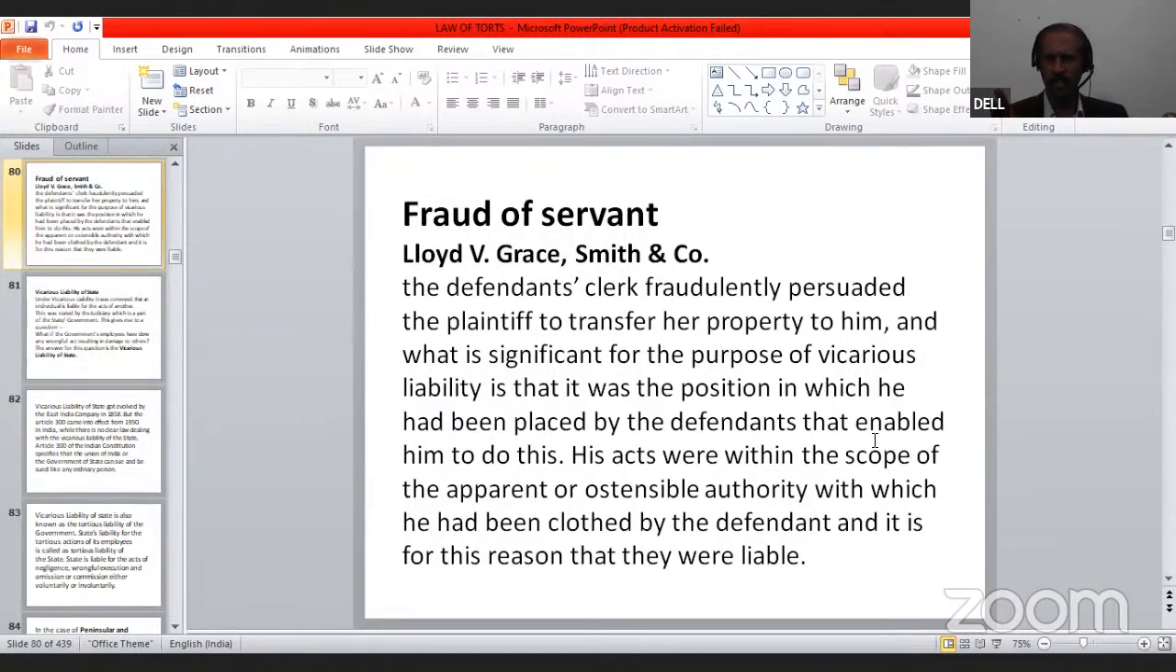Two essentials should be fulfilled. He must be a servant. It must come within the course of employment. So for determination, you have to follow Lord Thankerton, McKenna, and Denning. And then here, these five different circumstances. One case is enough to substantiate your answer. That's why I gave these examples.